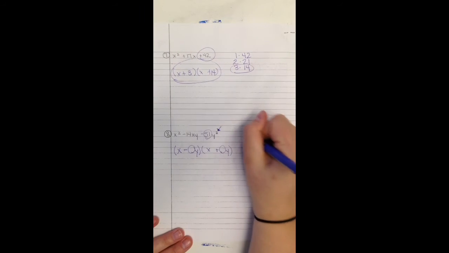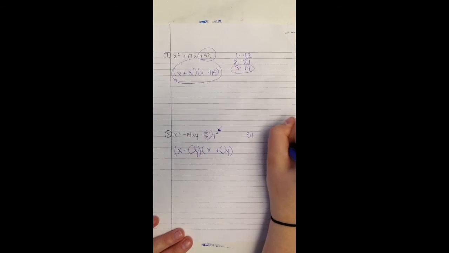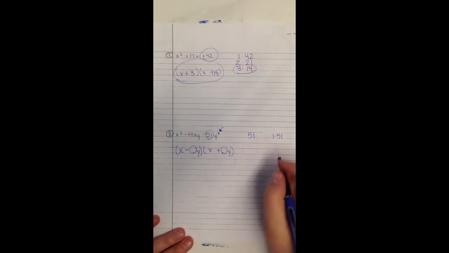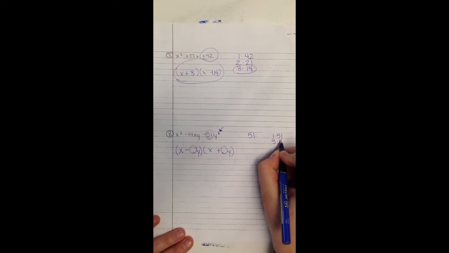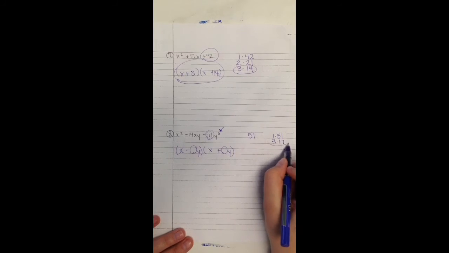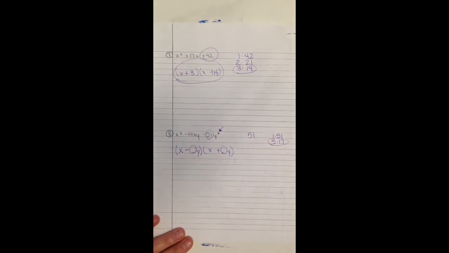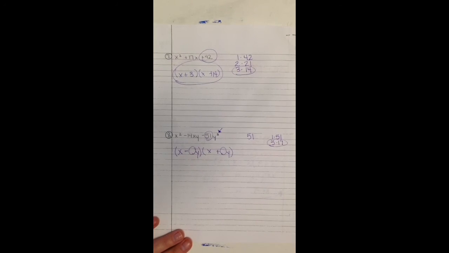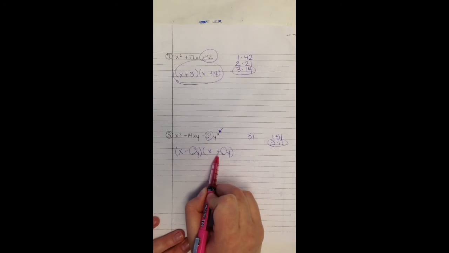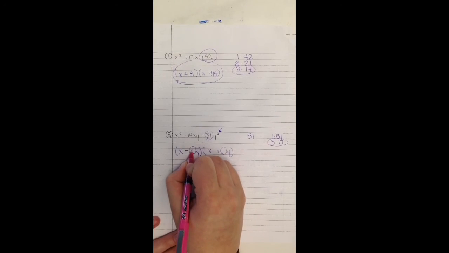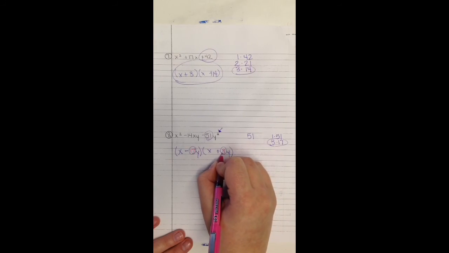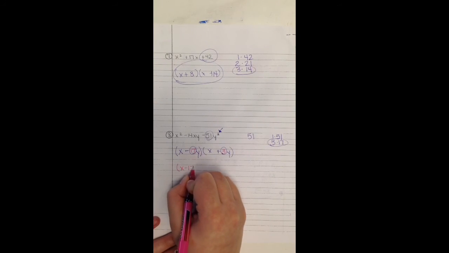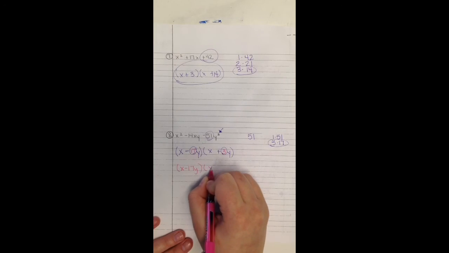So let's just deal with that 51. I have 1 times 51, 3 times 17. Now stop there. 3 and 17 can make 14. Now I'm trying to have negative 14. So I want to subtract the bigger number because I remember I'm subtracting 1 and adding 1 back in. So I'm going to subtract 17 and add 3 back in to get that negative 14. So my factors are x minus 17y and x plus 3y.